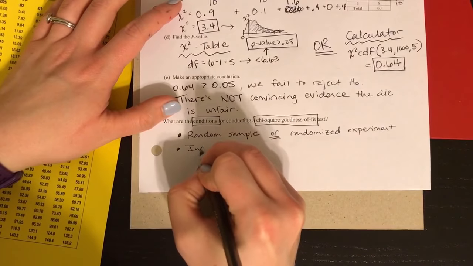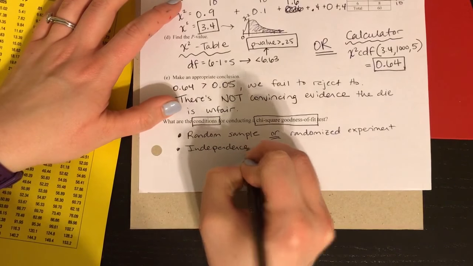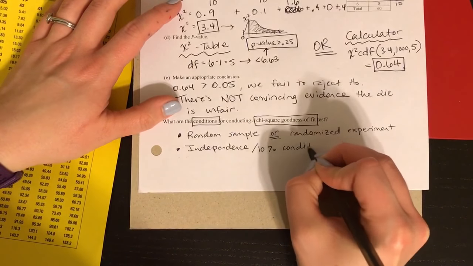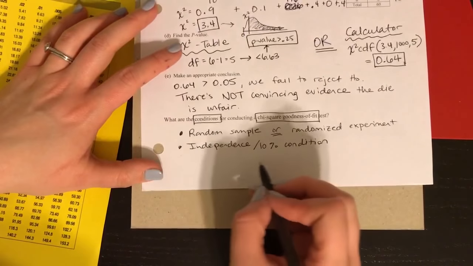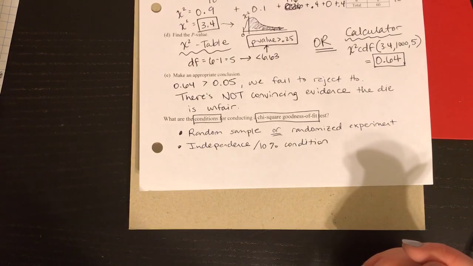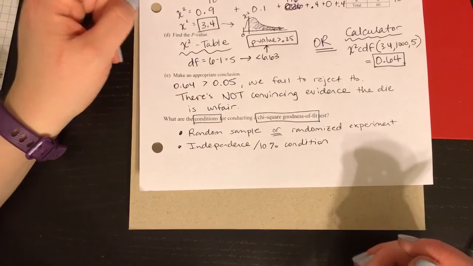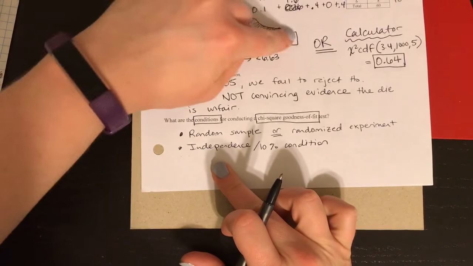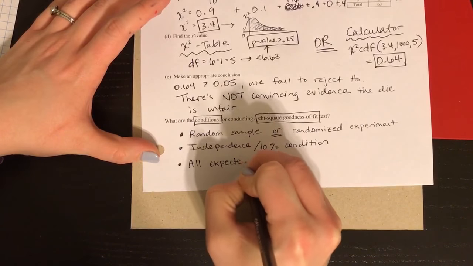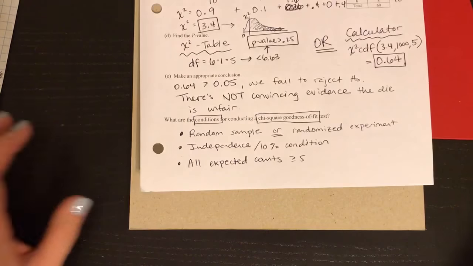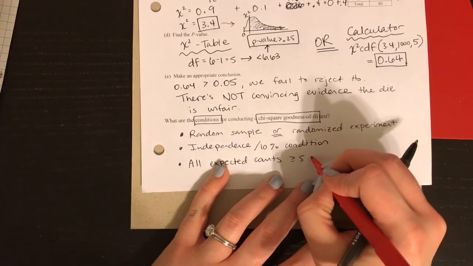Second one was our independence, which does not happen very often, so more likely than not you check the 10% condition to see if your sample size is small enough. And then here, just like everything else we've done, is the weird condition that's not the same. And this is still checking, not normality, but it's checking to see if your distribution is considered a chi-square distribution up here, like this little right-skewed thing. So we have all the expected counts, not the observed, the expected counts have to be greater than or equal to 5. Some things to remember with that.